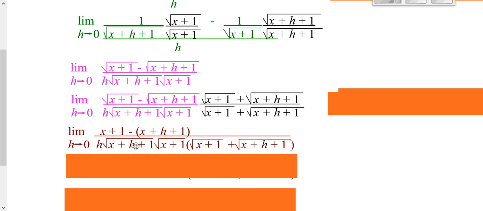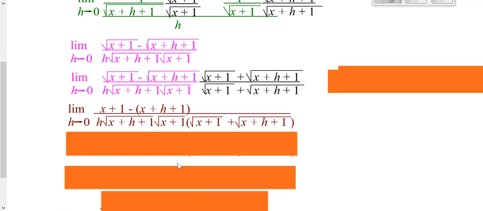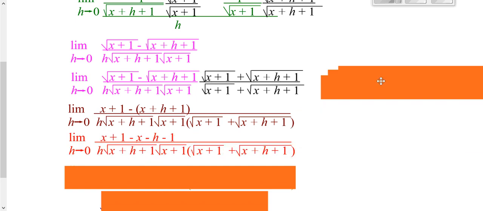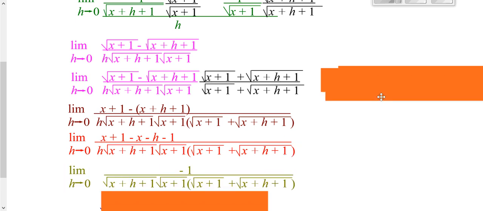Notice I didn't multiply it all out, because that would be really annoying. It's simpler if you leave the bottom in parentheses. Looking at the top, you distribute through your negative, then collect like terms. Because your x's drop and your 1's drop, the only thing you're left with on top is a negative h. That negative h cancels with the h on the bottom, so we just get a negative 1 on top. That h is gone on the bottom. Now you can plug in h being 0, plug it in here, and plug it in here.